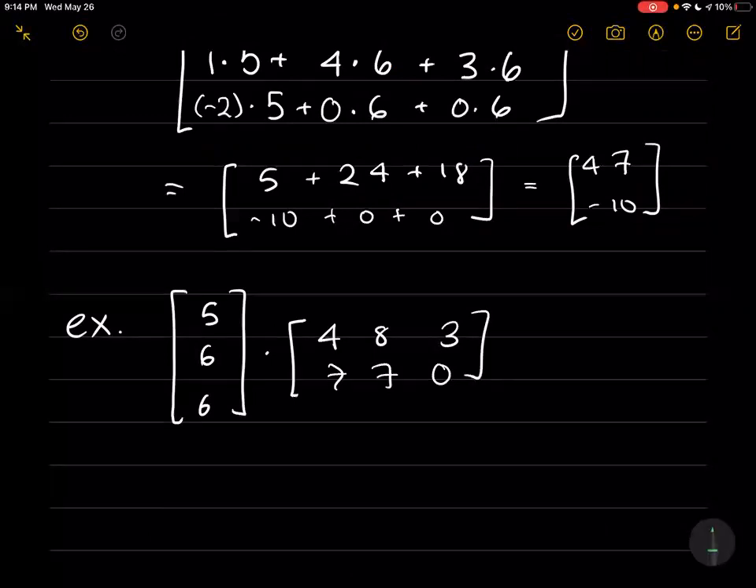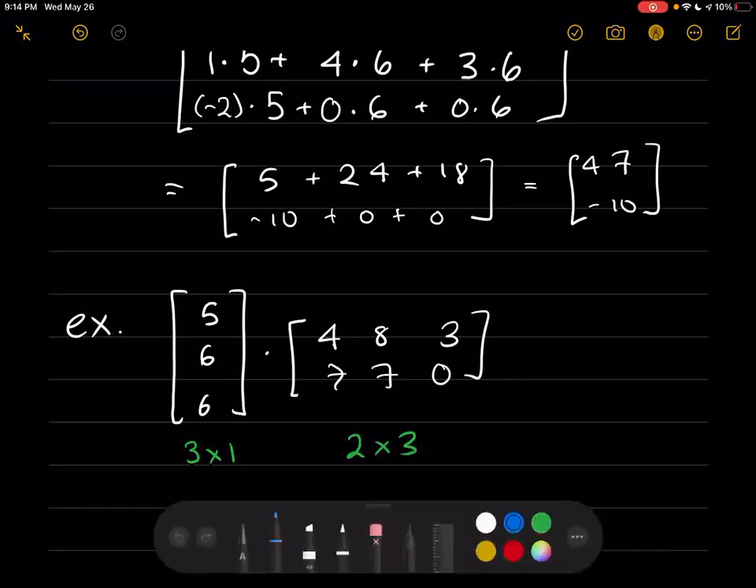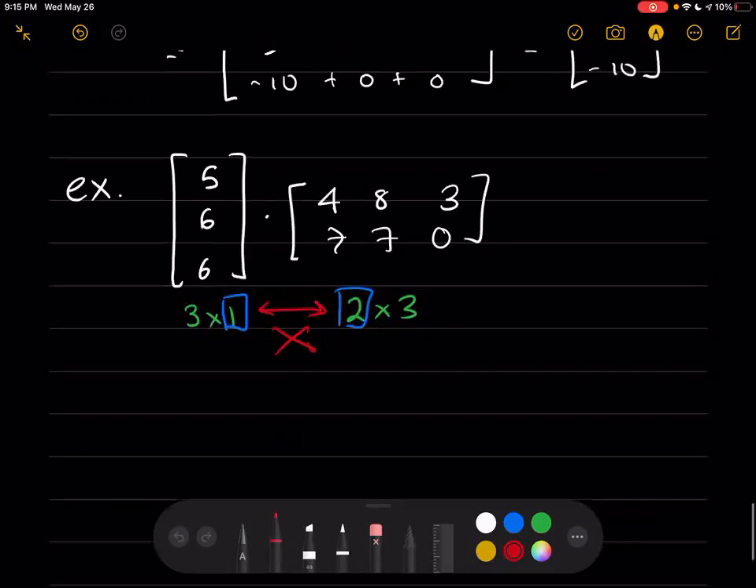So this thing has 3 rows and 1 column. So this is 3 by 1, just like last time. And then this has 2 rows and 3 columns. This is a 2 by 3. And if we look at these 2 numbers right here, they don't match up. So this is impossible. Got to be careful with that.